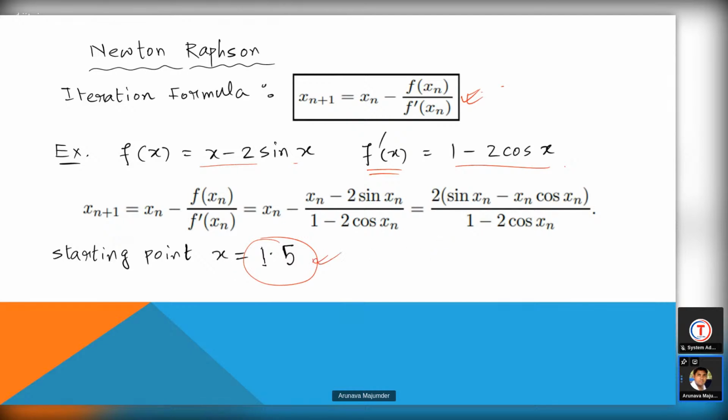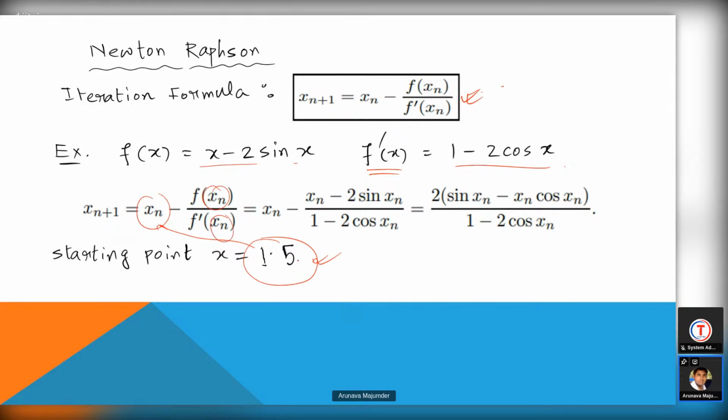So the choice of the starting point is very important here, and in fixed point iteration also, the choice of starting point is very important. So now we use the same process. That is, first we start with the value of x. We put the value of x here, here, and here.